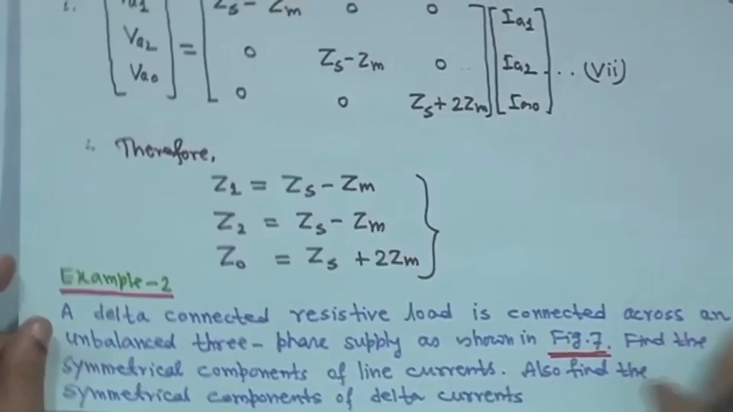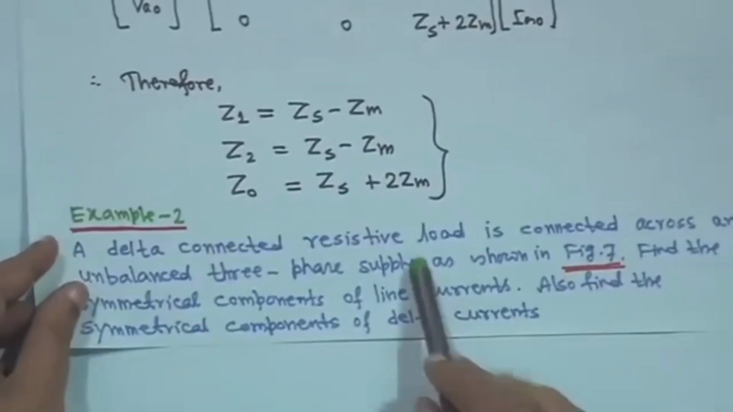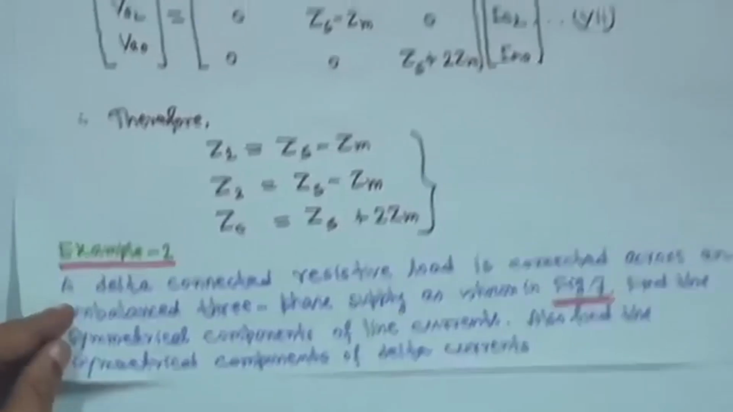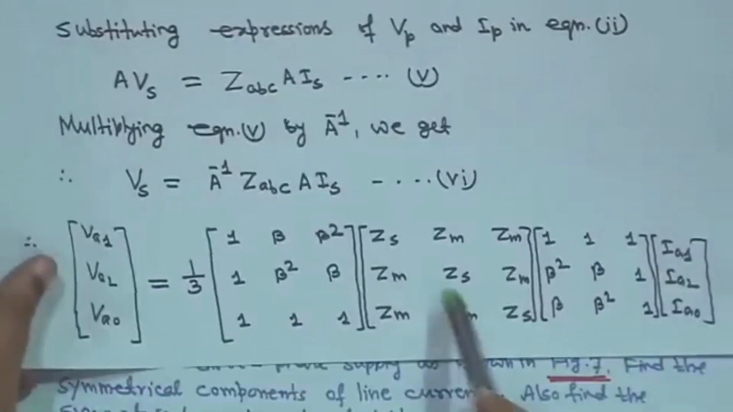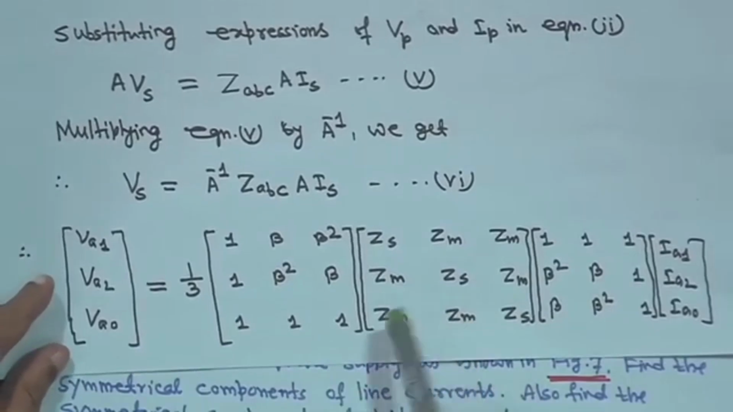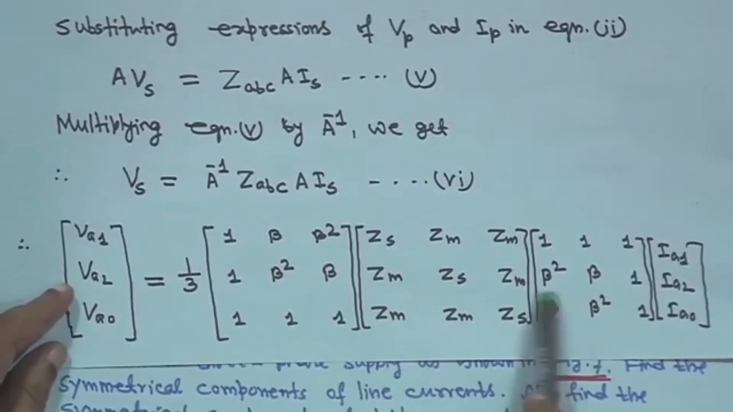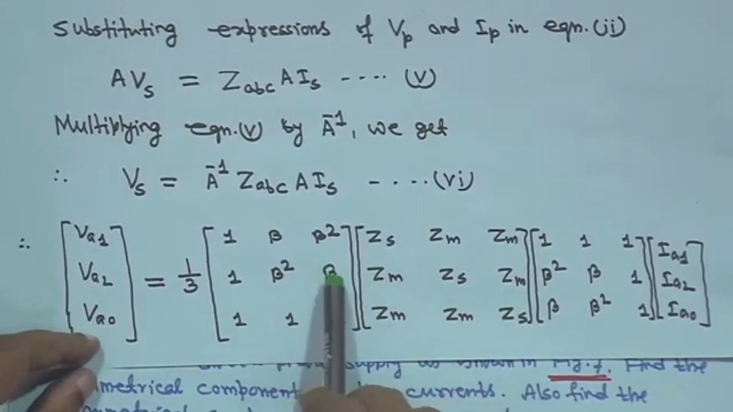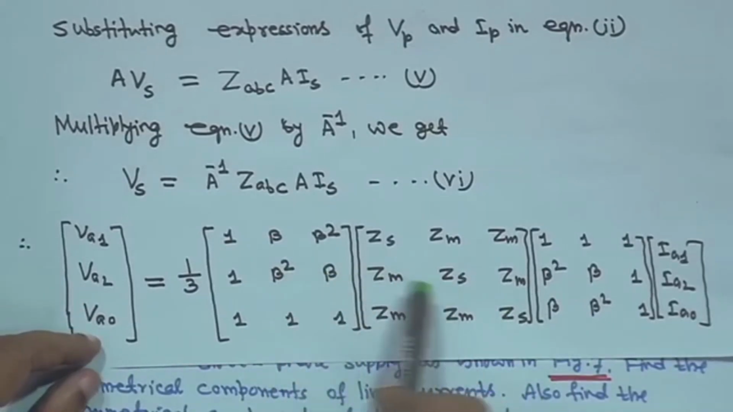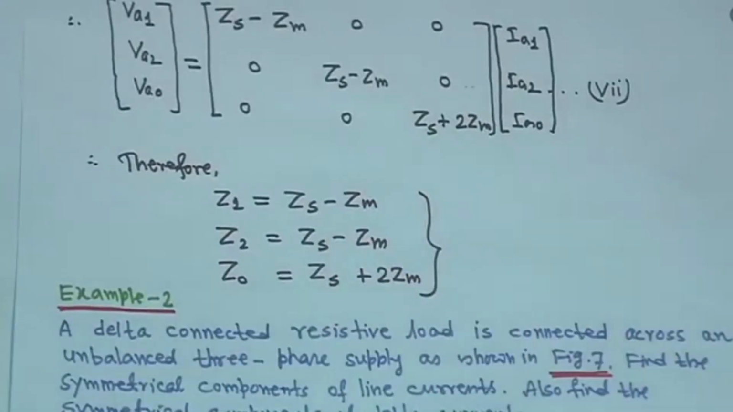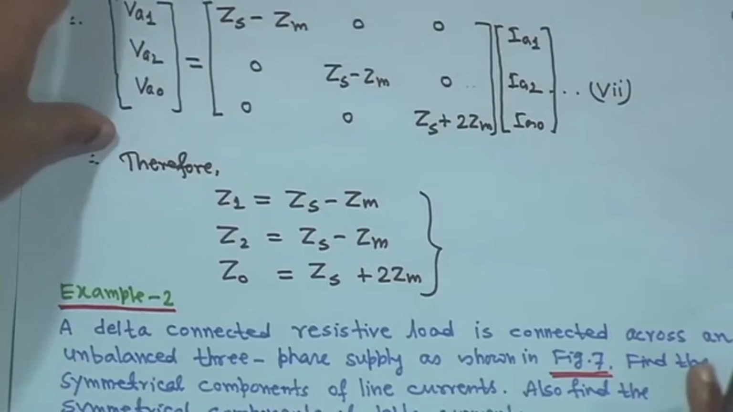So, the next example is a delta connected resistive load. This you have understood. Only thing is that, just before that, you have to make this multiplication in the correct way, because there are three matrix multiplications, and you have to manipulate this beta operation in a better way, such that you will get the correct answer. So, next is example 2.